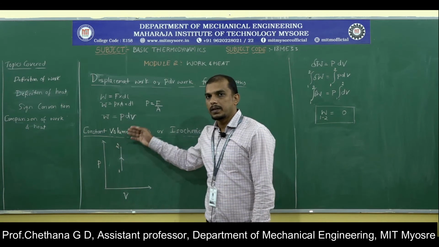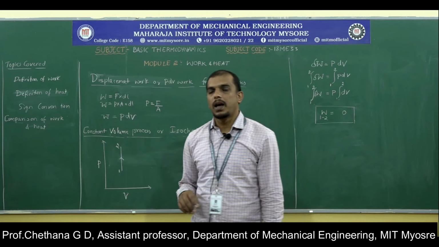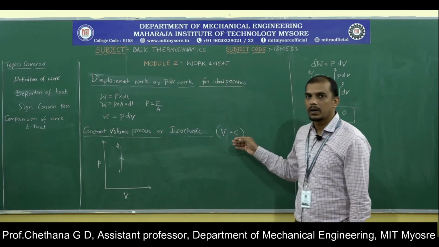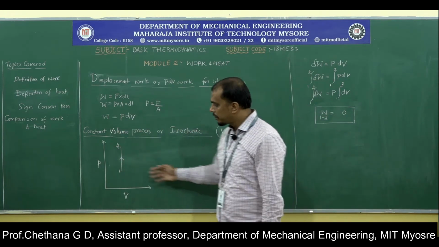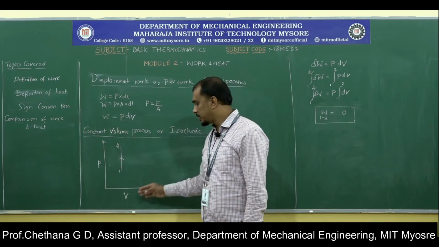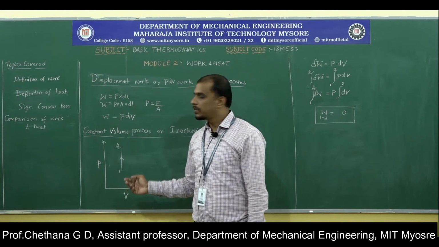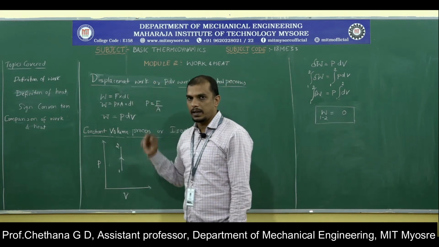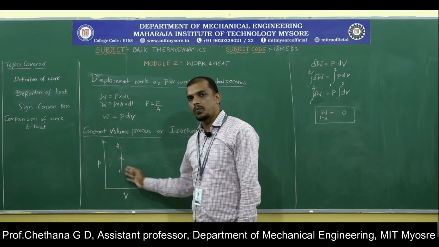Let us look at the second ideal process, constant volume process, or it is also called as isochoric process, where the volume is constant. In a PV plot, it is very simple. Volume is constant means volume should not change. So the x-axis indicates the change in volume. So there is no change in x-axis, so it is a vertical line. It is a change in pressure, there is no change in volume.